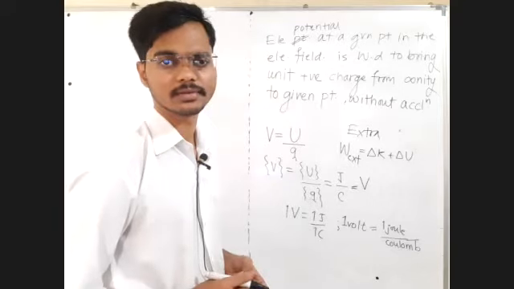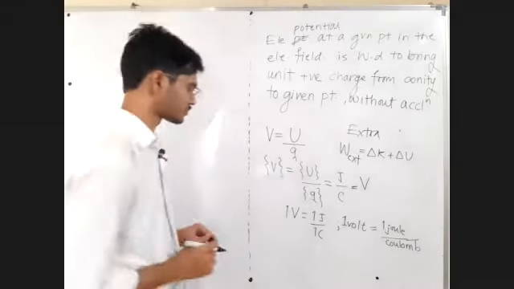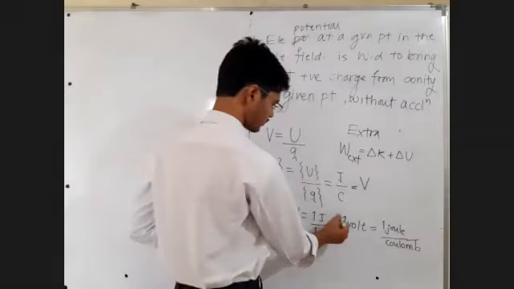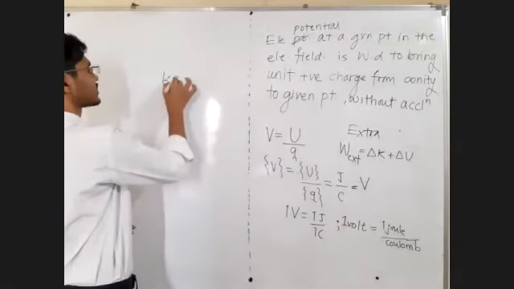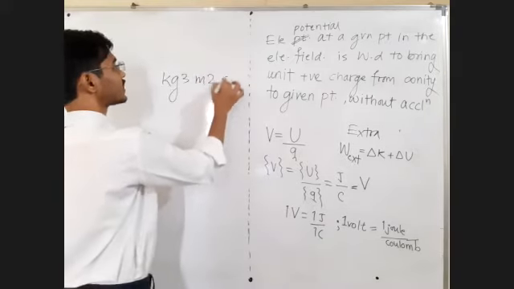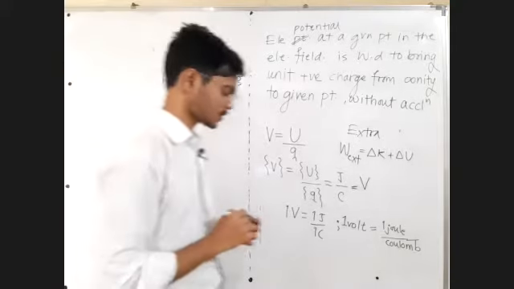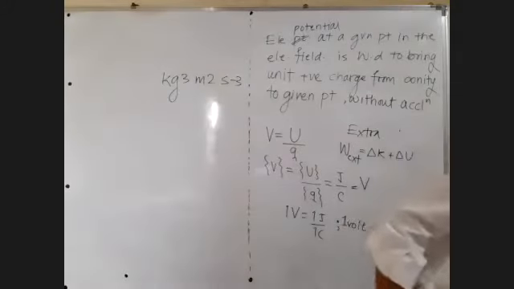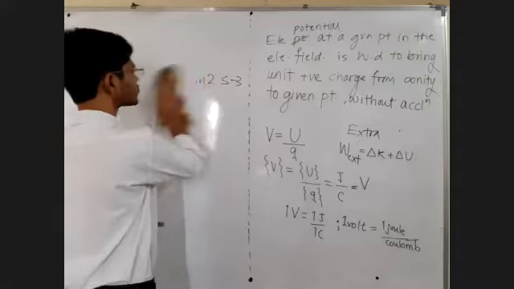You're writing the answers. Let's see. Type raised to and so on, to save time. Suppose kg raised to 3, you can write it like this. Meter raised to 2, you can write it like this. Second raised to -3, you can write it like this. No problem. Don't take extra effort. Try to minimize the effort. Do smart work.